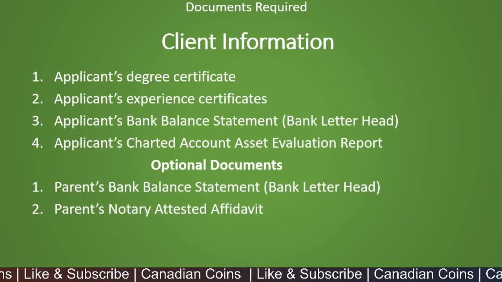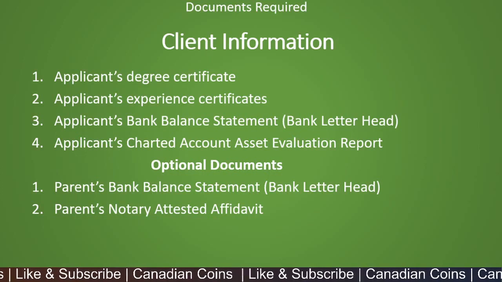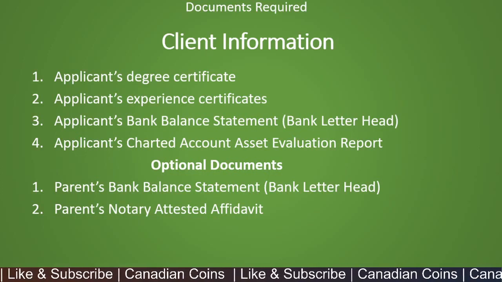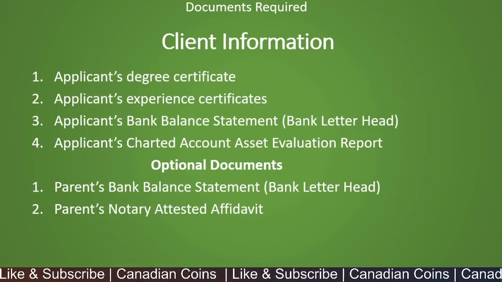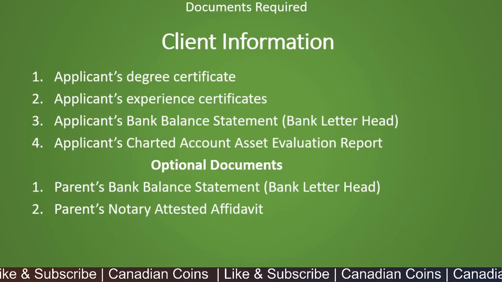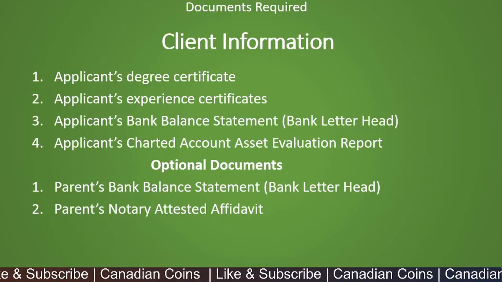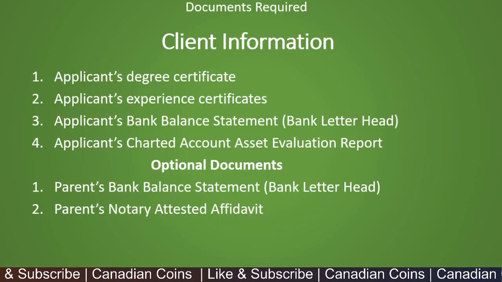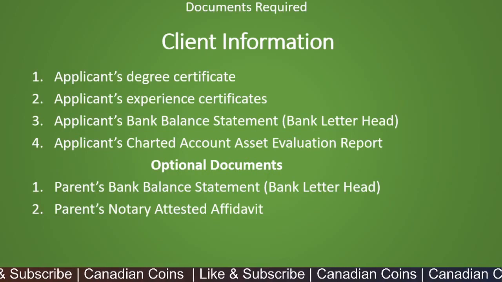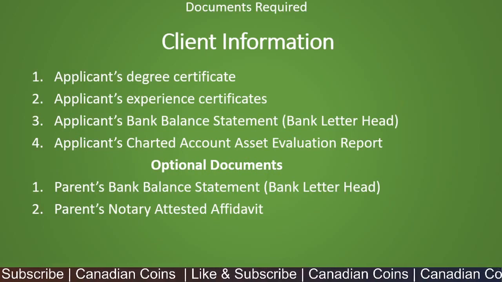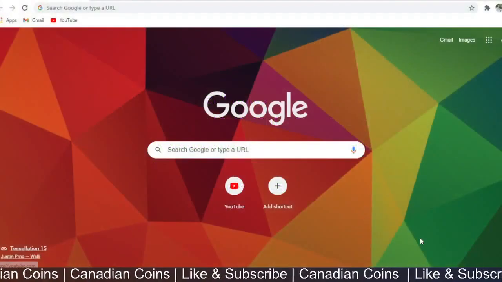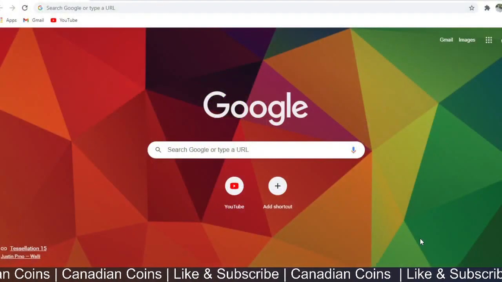And next are the optional documents. I have done this for my application. I have included my parents' bank balance statement and a notary attested affidavit stating that any incidental expenses will be borne by my parents if required. Let us start our application.